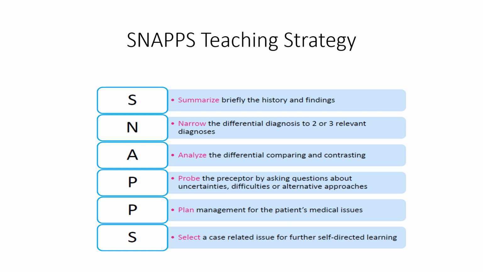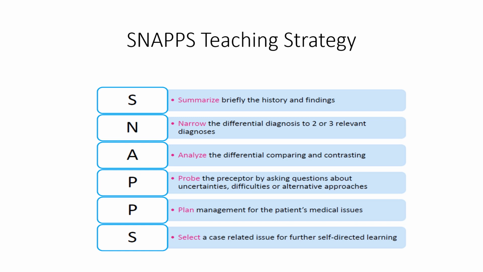The next step would be to analyze this differential diagnosis, and why the fellow chose X or Y among the differential diagnosis. We should do the same as we did in the 1-minute preceptor. We should probe the trainee to ask them why they thought the way they did to arrive at the differential diagnosis or patient's management. After that, what is the plan for the patient?